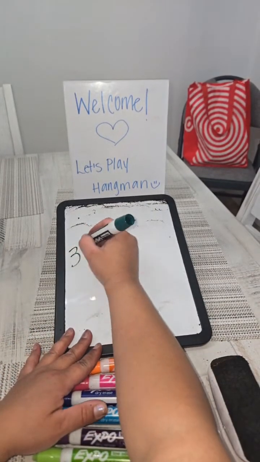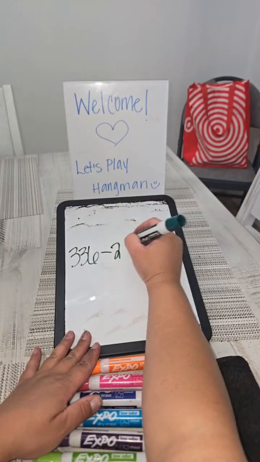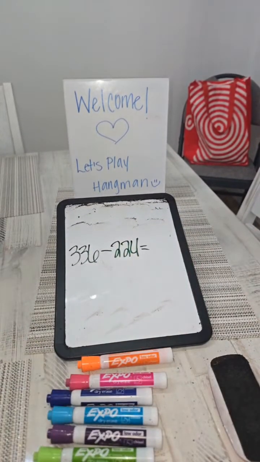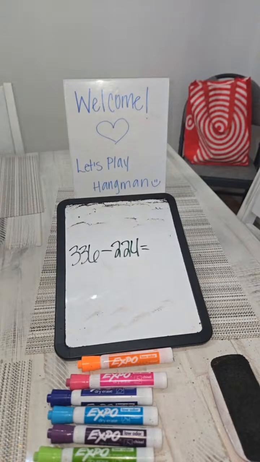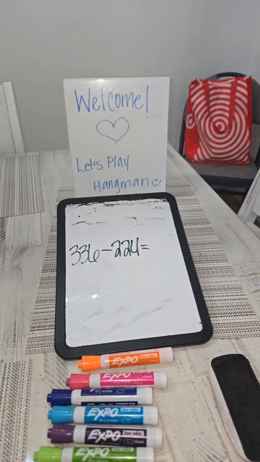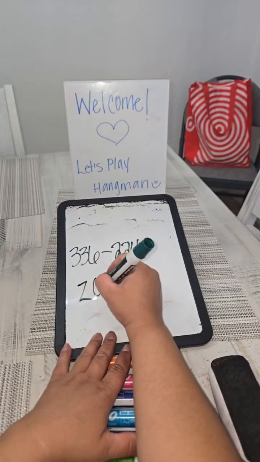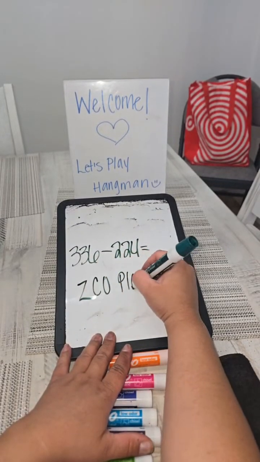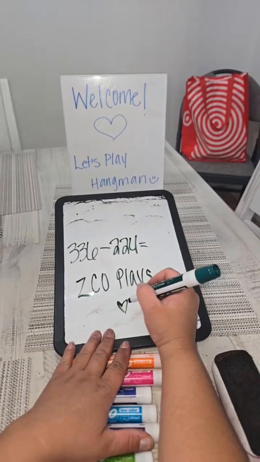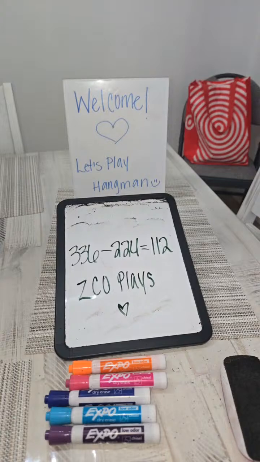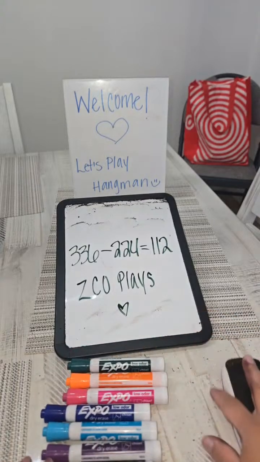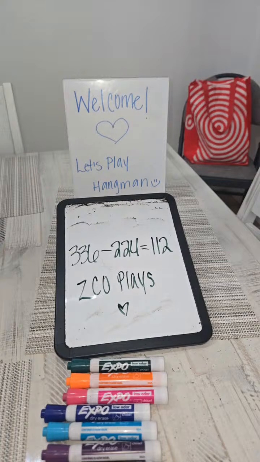What is 336 minus 224? 336 minus 224. ZCO plays came through with 112. And that is correct. All right, moving on to the next one.